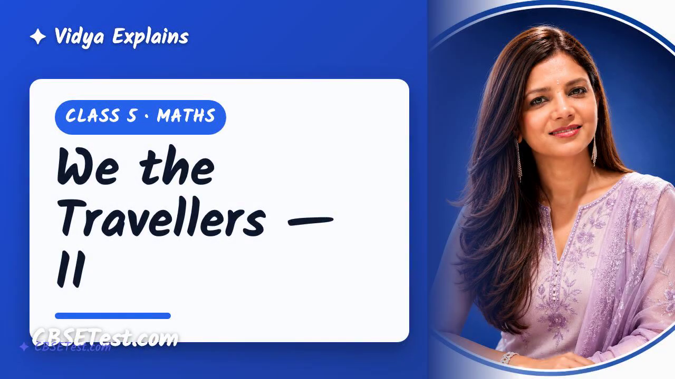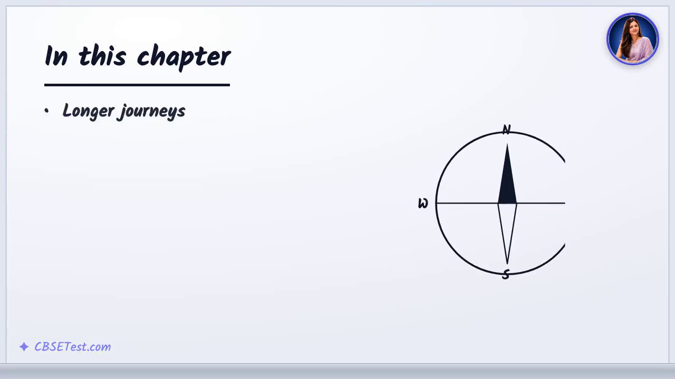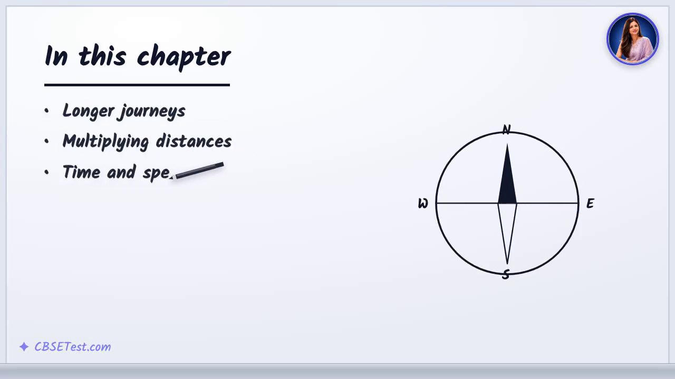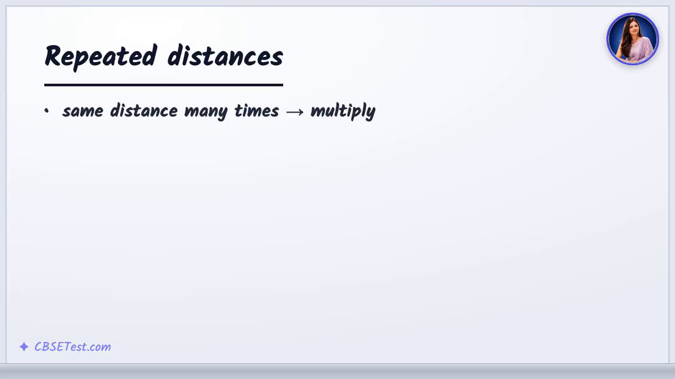Let's learn We the Travelers, two together, step by step. We continue our journey, now using multiplication to handle repeated distances and simple time problems. When you travel the same distance again and again, multiply. 5 kilometers a day for 4 days is 5 times 4, 20 kilometers.